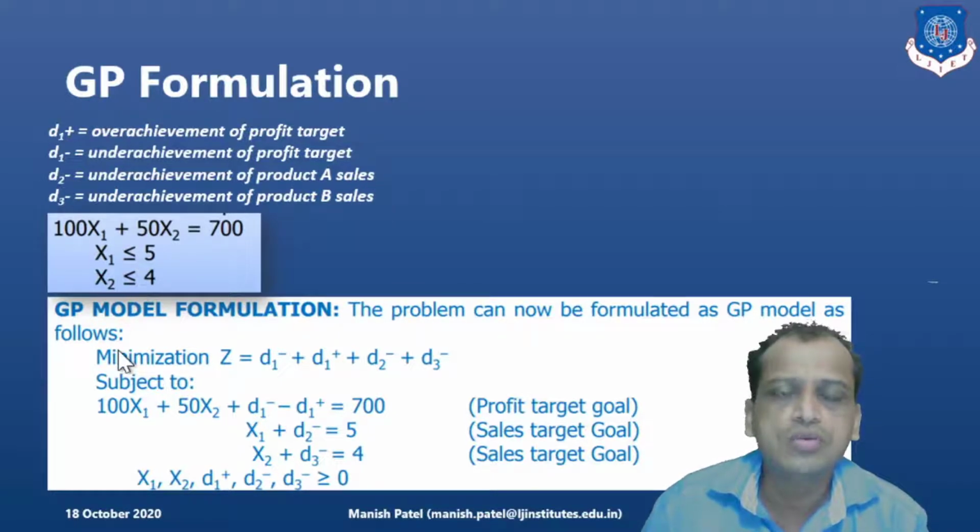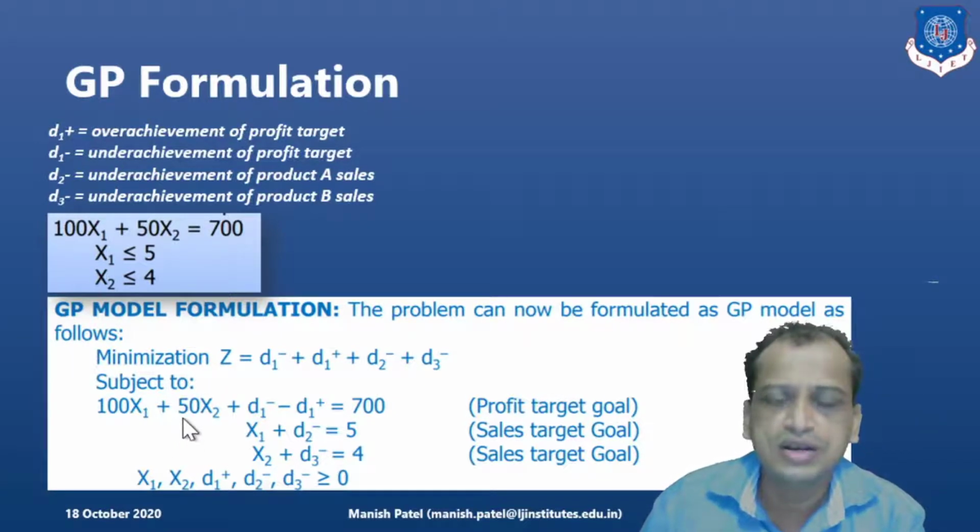Now how do you formulate this into the goal programming? We try to minimize this underachievement and overachievement. So minimize D1 minus plus D1 plus D2 minus plus D3 minus. All of these overachievements and underachievements we have to minimize so that the company can achieve the target value.